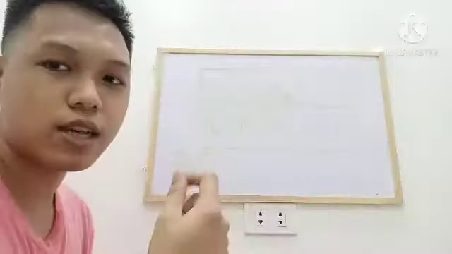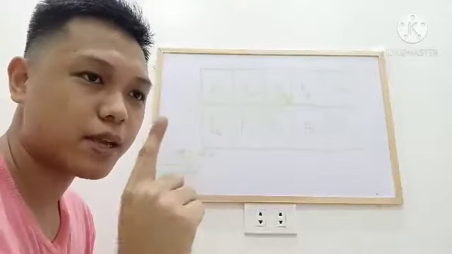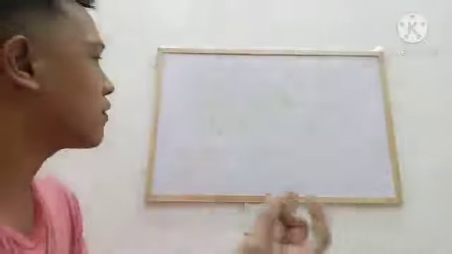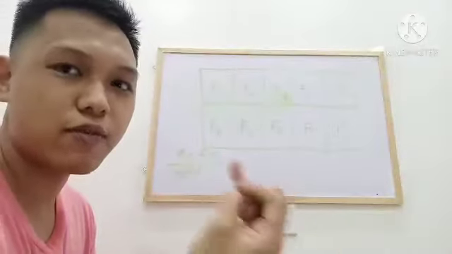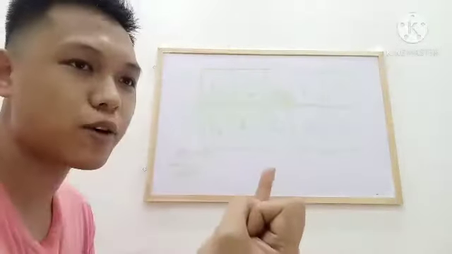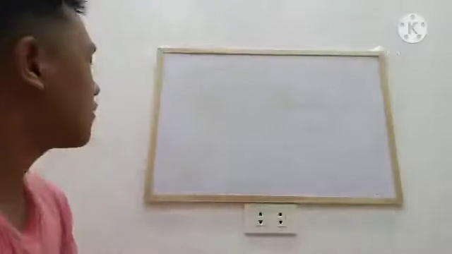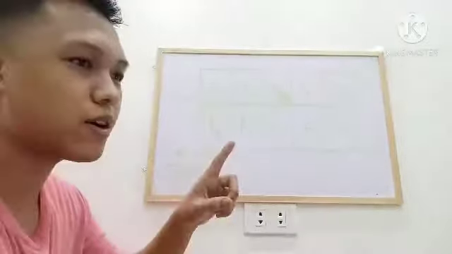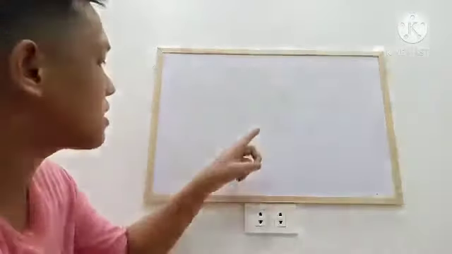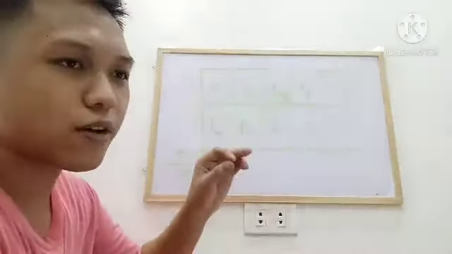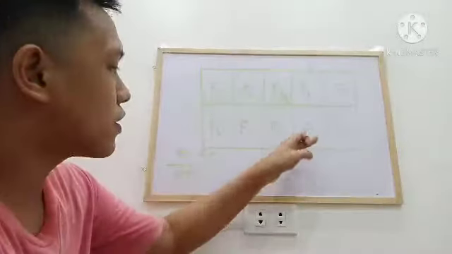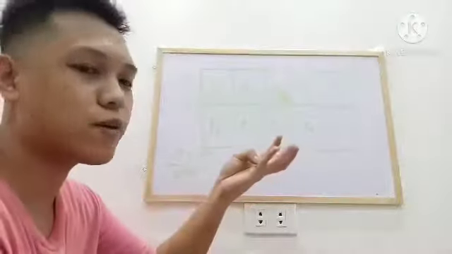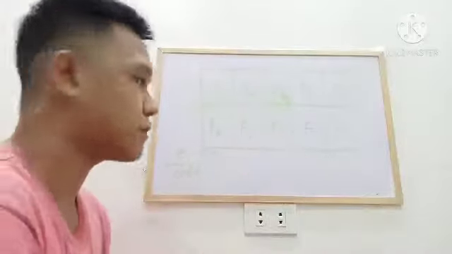Finger number 2 is our right pointer finger. Finger number 3 is our middle finger. Finger number 4 is our ring finger, and finger number 5 is our little finger. Finger number 6 is our left thumb. Finger number 7 is our left index. Finger number 8 is our left middle. Finger number 9 is our left ring finger. Finger number 10 is our left small finger.